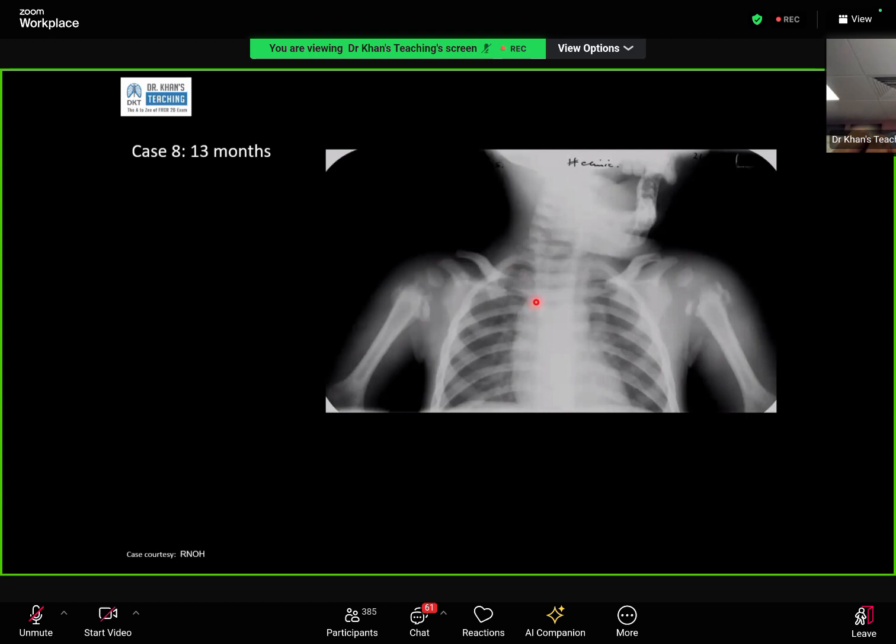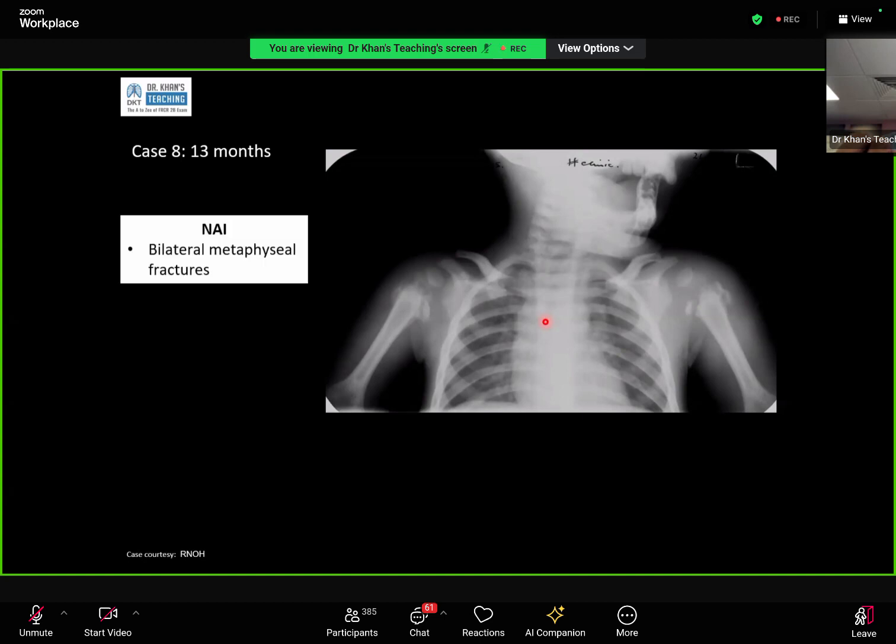And then comes NAI. NAI is not mentioned in your Chapman, but it should be added. Corner fractures in the metaphysis can happen in case of NAI. Please remember that we now use a new term, suspected physical abuse, for NAI. So this is the new term which we use. The NAI term has been replaced by suspected physical abuse.